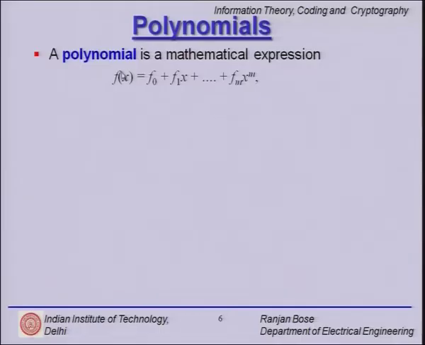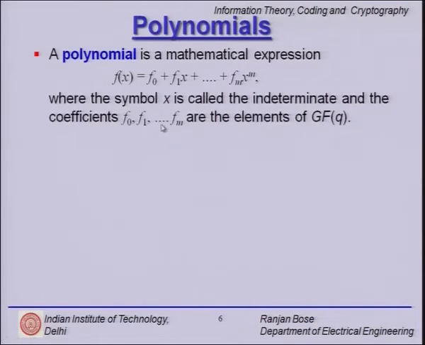So, let us look at a polynomial. Most of us already know this, but just for the sake of clarity, f of x can be written as f0 plus f1 x and so on up to fm x^m, where f0, f1 are the coefficients, and the highest order will be the degree of the polynomial. Please note, if I define this polynomial over GF(q), that means the coefficients are taken from GF(q), they are the elements of GF(q).